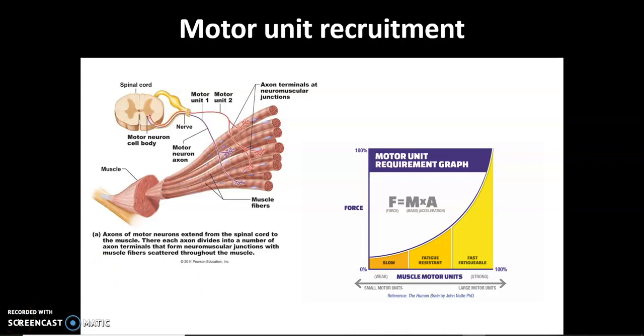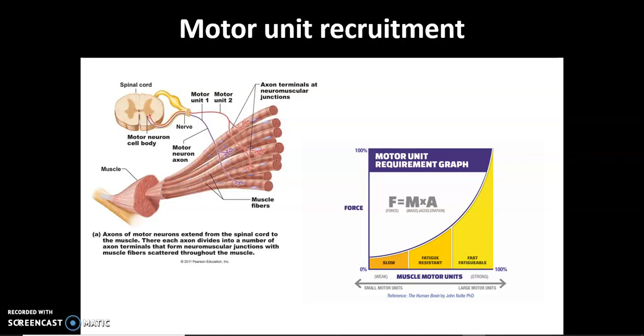Now we're going to be looking at motor units and how the brain has to recruit them in order to help initiate muscular contraction. So a motor unit is composed of a motor neuron and the skeletal muscle fibres, which are innervated by the motor neuron's axon terminals. Mainly groups of motor units work together in order to produce a coordinated contraction of a single muscle.